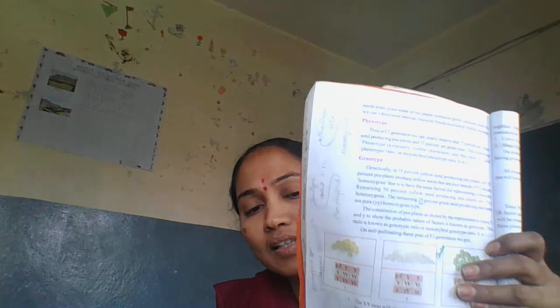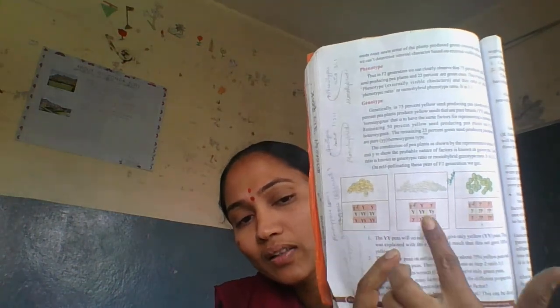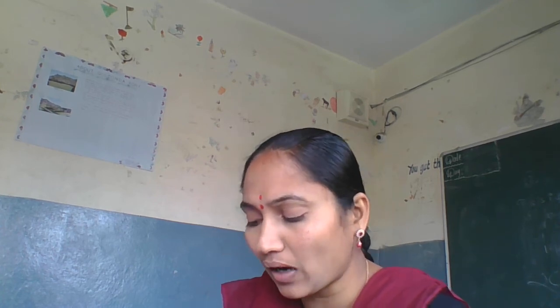Next, here there is a cross-pollination between capital Y capital Y and capital Y small y. So again, four different traits you can see. Here this is self-pollinating. First one, cross-pollination, cross-pollination. Okay, right? The last one is also self-pollination between only green. That's why you can see only green seeds coming out.